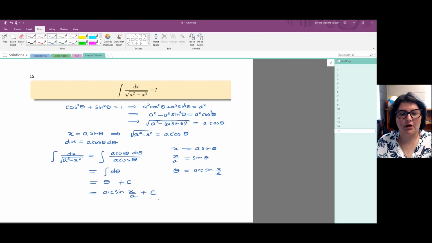Trigonometric substitutions rely on trigonometric identities. In this case, we get to use the fundamental trigonometric identity, the one right here, to use the substitution x equals a sine of theta. In general, when we see the expression square root of something squared minus variable squared, we want to use the substitution x equals a times sine of theta to get to a trigonometric integral, and we take it from there.